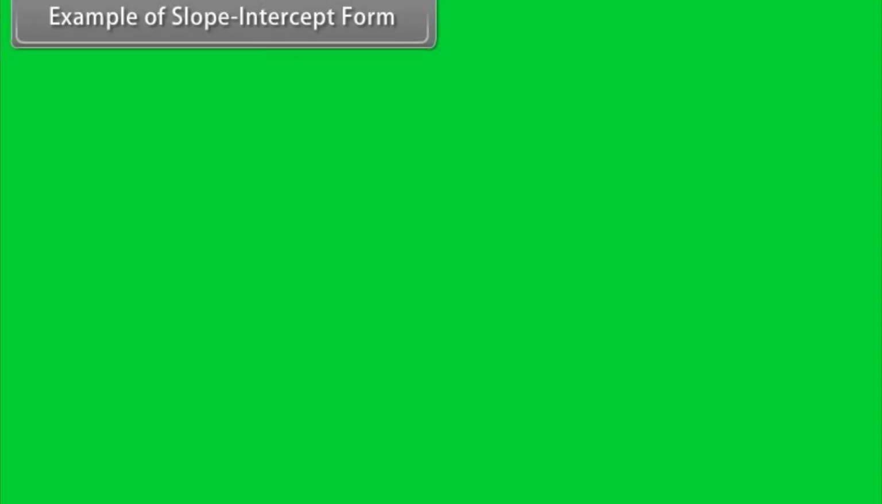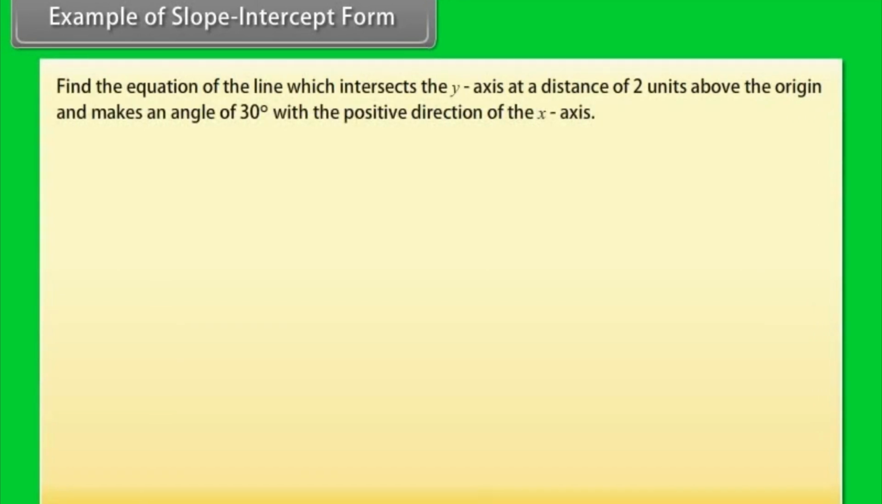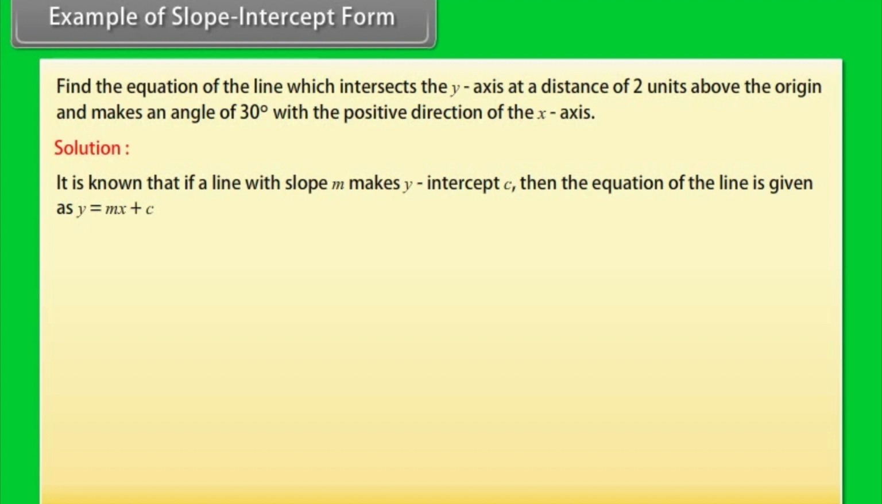Example of slope-intercept form. Find the equation of the line which intersects the y-axis at a distance of 2 units above the origin and makes an angle of 30 degrees with the positive direction of the x-axis. Solution. It is known that if a line with slope m makes y-intercept c, then the equation of the line is given as y = mx + c.